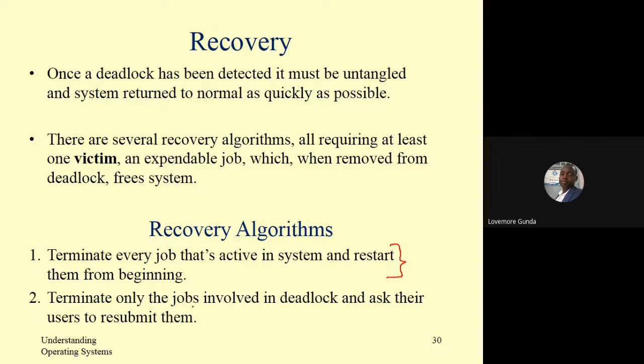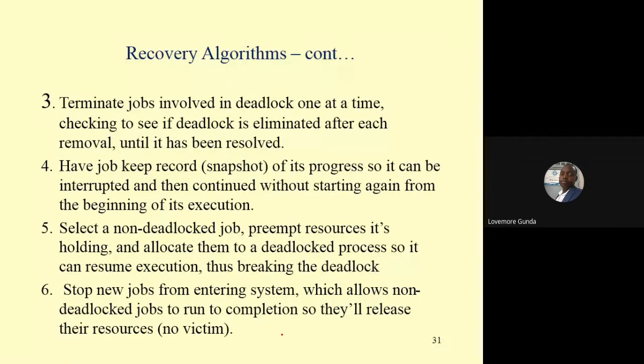Or I can only terminate those jobs involved in the deadlock, right? And they can be resubmitted. So instead of terminating all other jobs because there was a failure in the printer, you'd rather just stop the printer and let everything run, right? And all the other processes that are involved with the printer, then everything will run as usual. Or terminate jobs involved in the deadlock one at a time, checking to see if the deadlock is eliminated after each removal until it has been resolved.